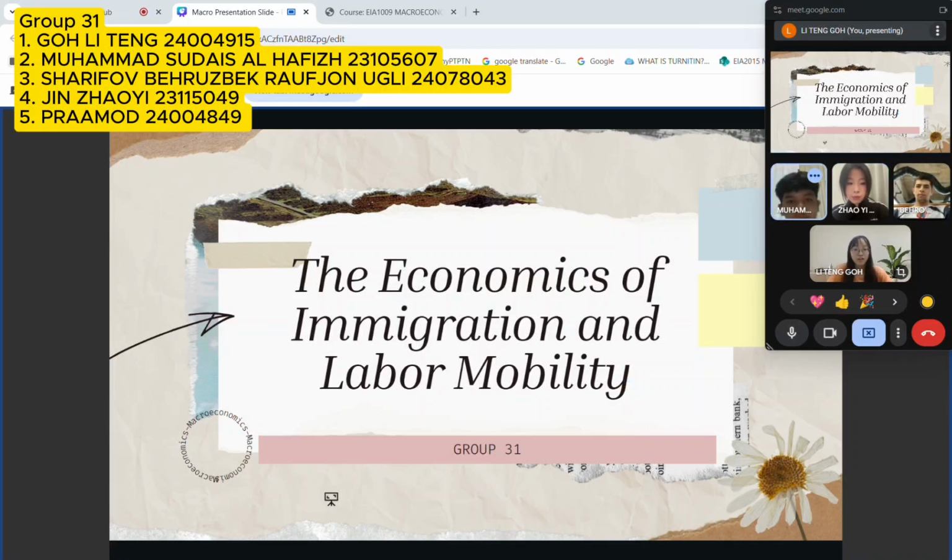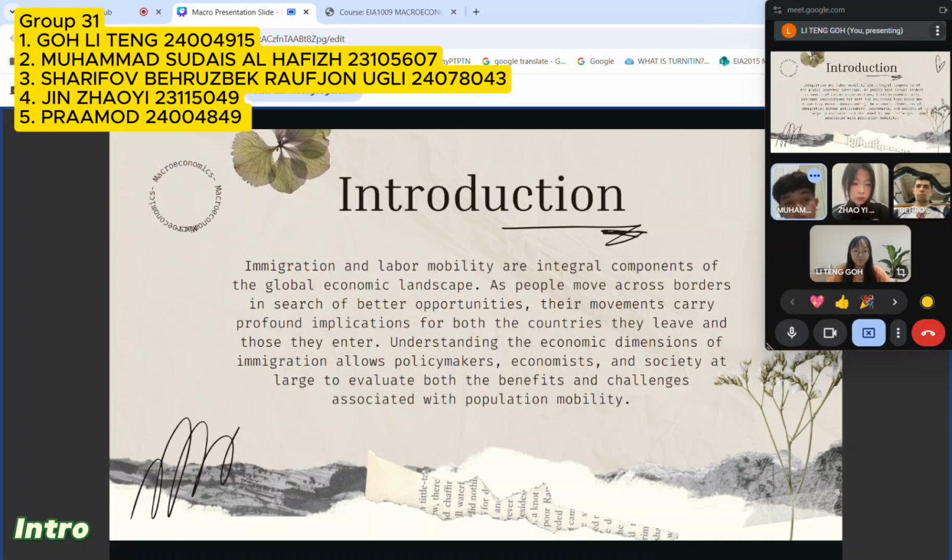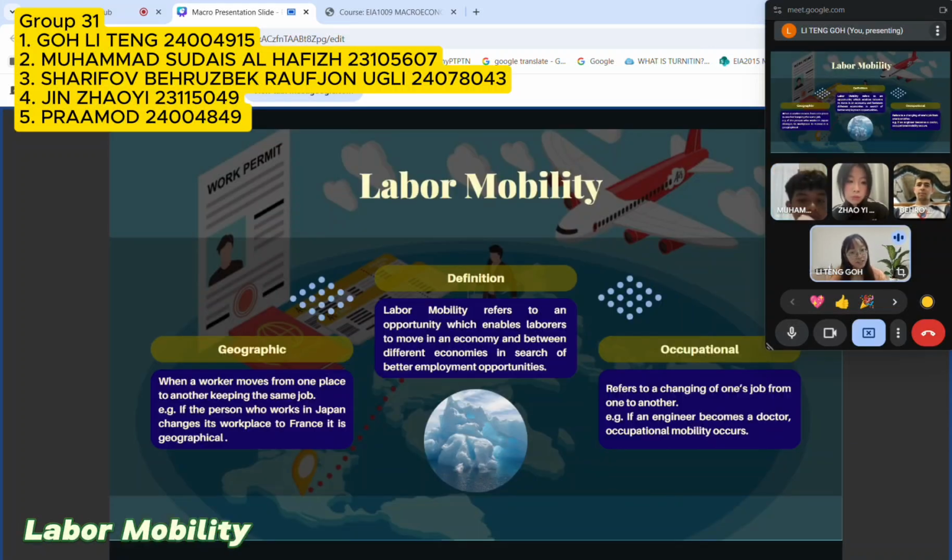Okay, let us move to our introduction first. So, what is immigration and labor mobility? What do you think, guys? I think it's a worker who comes to another country, works in the new country, and stays there. Yeah, that's right. In this topic, we're going to discuss five subtopics. Let us have a look at labor mobility first.